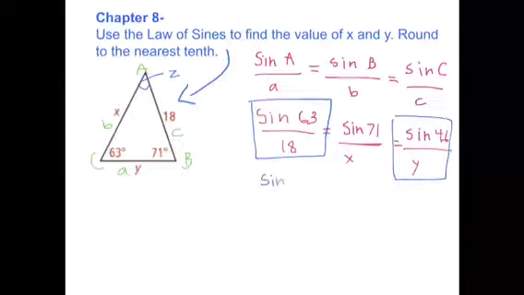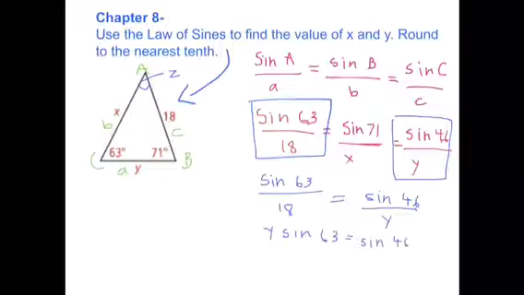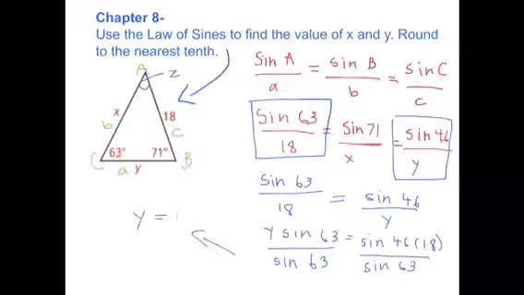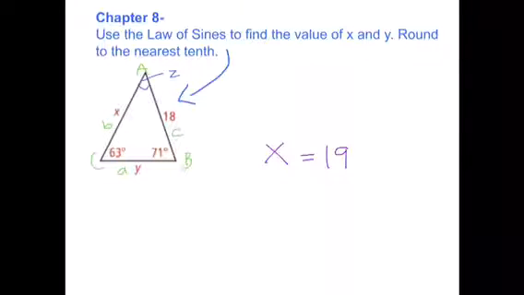Next, I need to find the length of side y, so I'm going to take the first and the third ratio and make a proportion. Then again, I'm going to cross multiply, which gives me y times the sine of 63 equals the sine of 46 times 18. Then I divide by the sine of 63 to get y by itself, and my answer comes out to y equals 14.5 units. Our final answers are x equals 19.1 units and y equals 14.5 units.